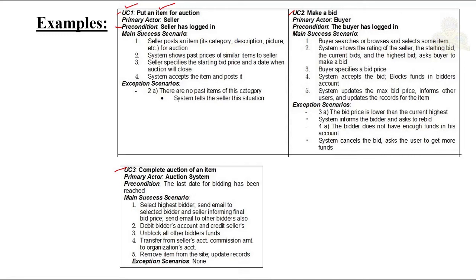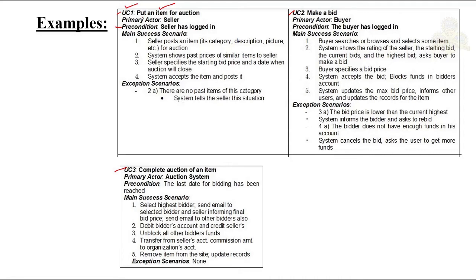Once you have specified the precondition, next is the main success scenario. To perform this particular function, what all things are needed? What could be the scenarios? You have to mention them. Once you have mentioned the success scenarios, then you have to mention the exception scenarios. How do you write it? Say, for example, one of the steps in the main success scenario you feel will fail. Then you have to write that in an exception scenario.